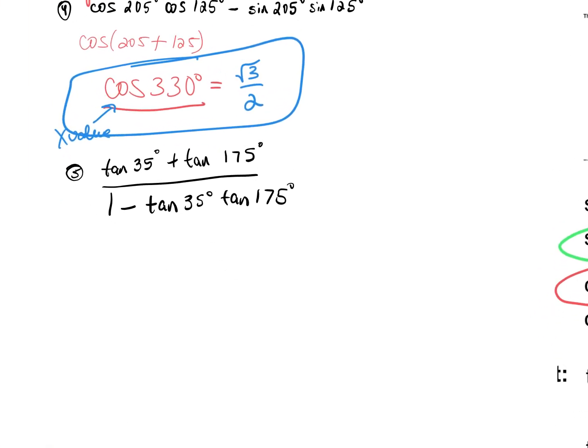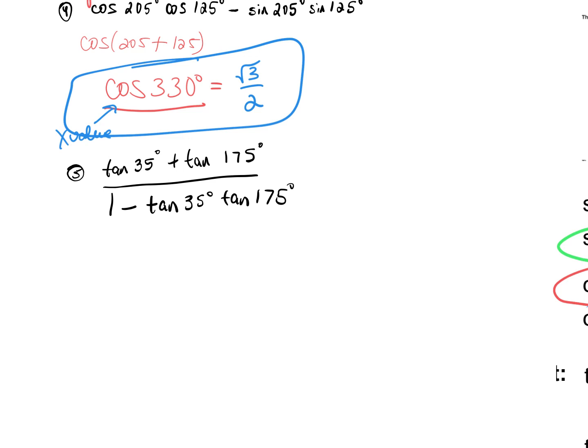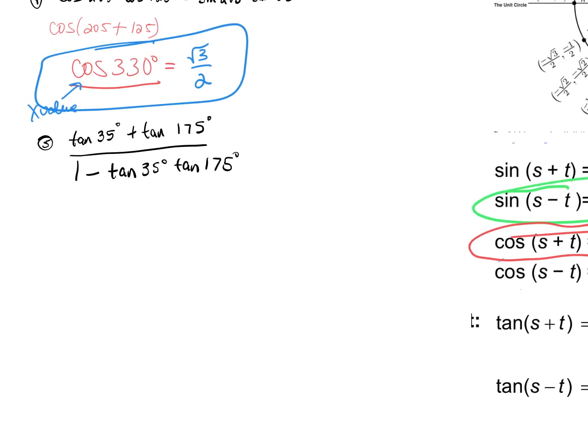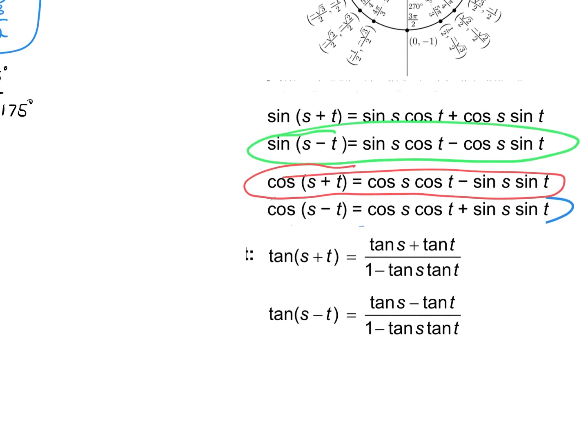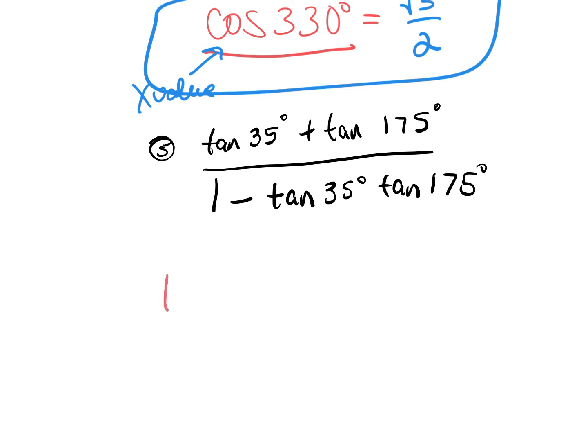Which formula is this? First of all, which trig function are we talking about? Tangent. How do you guys know right away, oh, I should look at the tangent formulas? Because it says tan, right? So check your tangent formulas. Which tangent has a plus on the numerator and a minus in the denominator? The first one. What are you doing to the two angles? Adding.